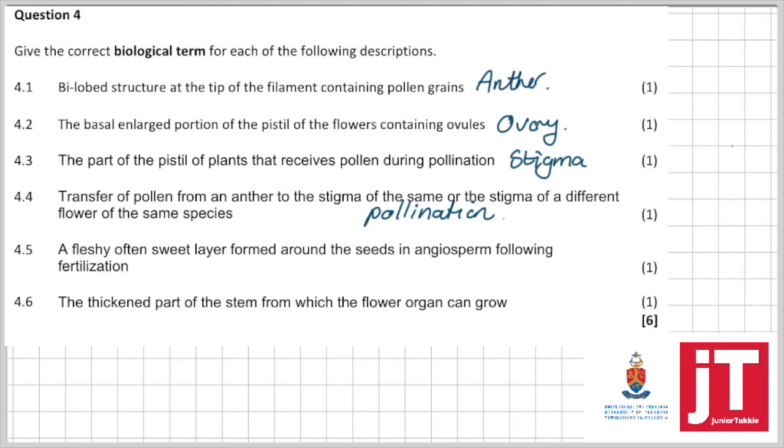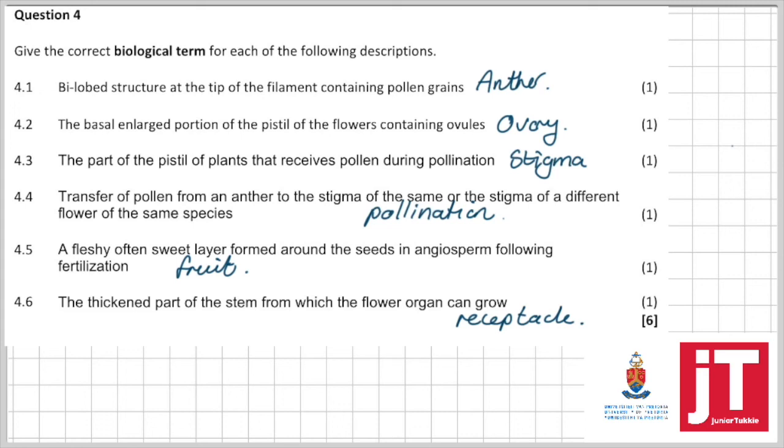Okay, 4.5, a fleshy, often sweet layer formed around the seeds in angiosperm following fertilization. So this is the sort of structure that surrounds the seeds after fertilization has taken place. And this is the fruit of the plant, or the fruit that forms around the seeds after fertilization has taken place. 4.6, the thickened part of the stem from which the flower can grow, and here we have the receptacle of the stem. The receptacle of the stem, that is where we've got the flower growing from.